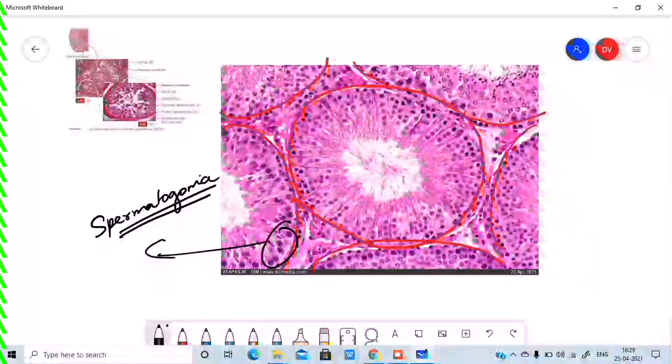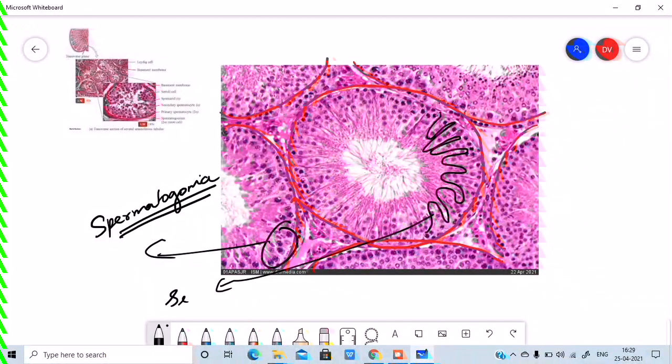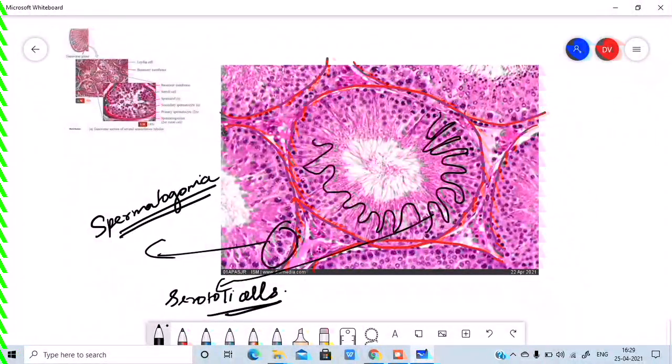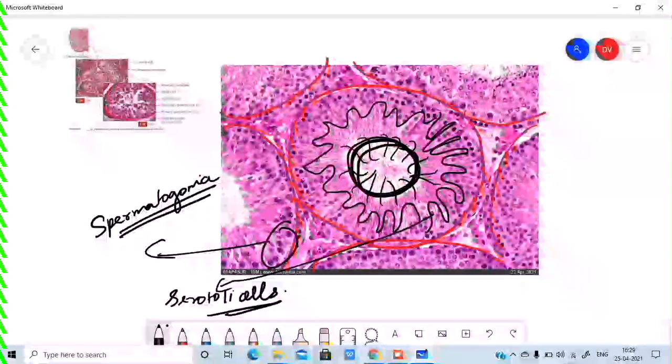And can you see some finger-like cells there? They are known as the Sertoli cells. Inside them is where you can see the spermatogonia. You can see that all through there. And you can see some tail-like structures like this. And this is the lumen of the tube, the hollow cavity of the seminiferous tubule.